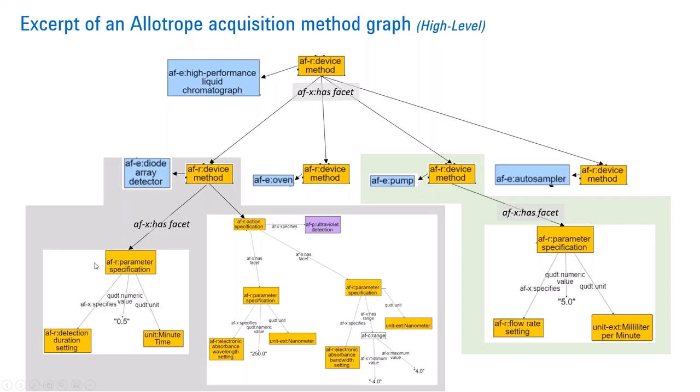I have reduced that to the runtime. That shows here a parameter of a duration setting, 0.5 minutes. And then we have a little bit more complex setting like the bandwidth for the wavelength settings, with the wavelength setting itself, so 250 nanometers, and the bandwidth. And for the pump, we have the flow parameter. So, and equivalent to that, the full graph will look like.